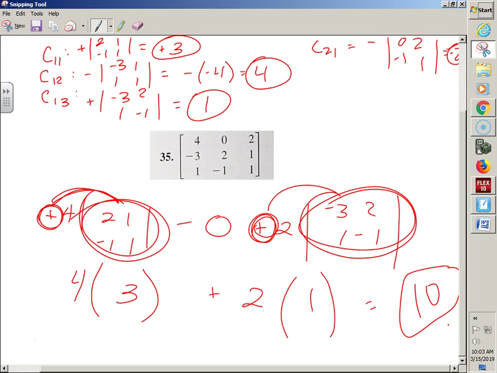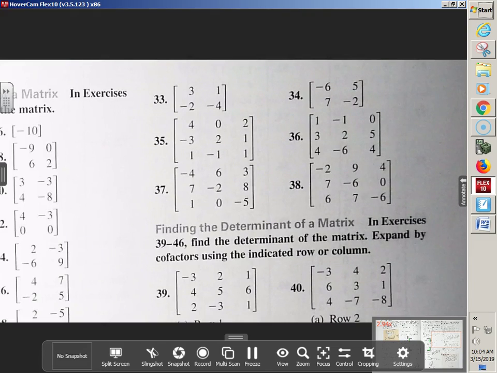Minor said -4. Cofactor said positive 4. Minor said 1. Cofactor said, sure, 1. Is that cool? Okay. Good question, though. Yeah, it got a little funny when they started asking for not the whole thing, but just parts of it. Anything else from homework?